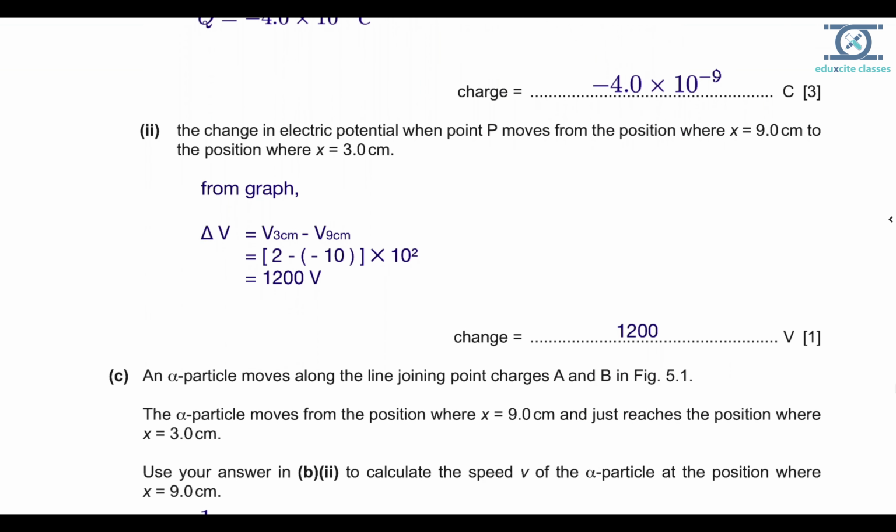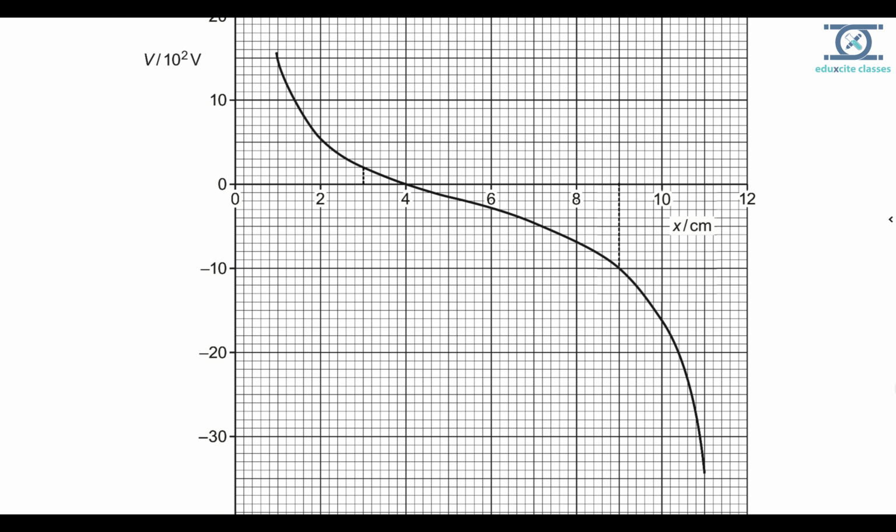Similarly, now the next part, the change in electric potential when P moves from the position where x is equal to 9 centimeter to the position x equals to 3 centimeter. So from graph at x equals 9 we have potential of minus 10, and at x equals to 3 we have a potential of, this is I think, 2. Yes.